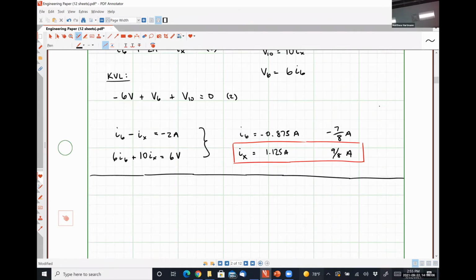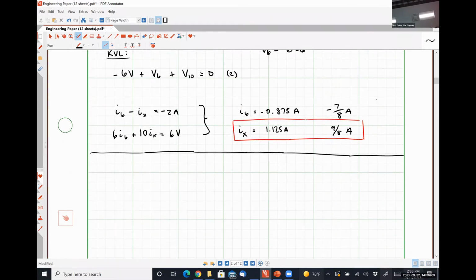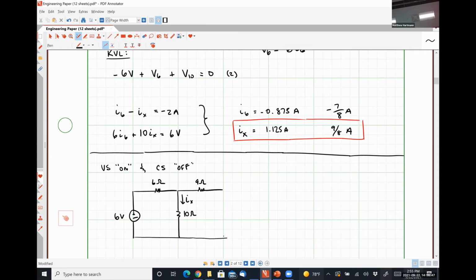So let's leave our first configuration: voltage source on and current source off. With my voltage source on, I have my 6-volt source, my 6-ohm resistor, my 10-ohm resistor through which I'm trying to find some current IX, and then my 9-ohm resistor. And I'm leaving my current source to be determined.